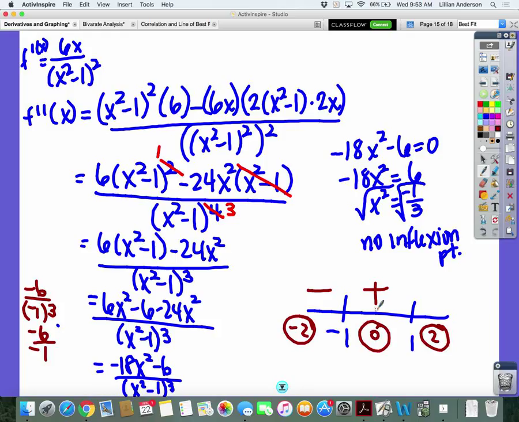And when I plug in a 2, don't I get the same result that I would get if I plugged in a negative 2? So it's still negative. So I'm concave down from negative infinity to negative 1 and 1 to infinity.